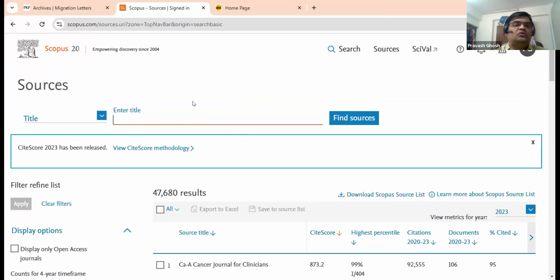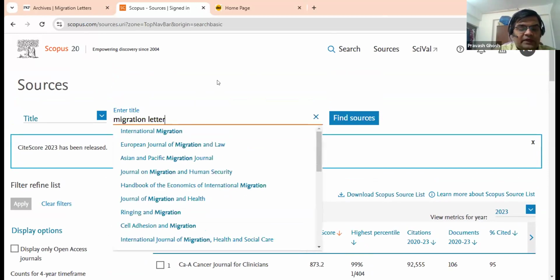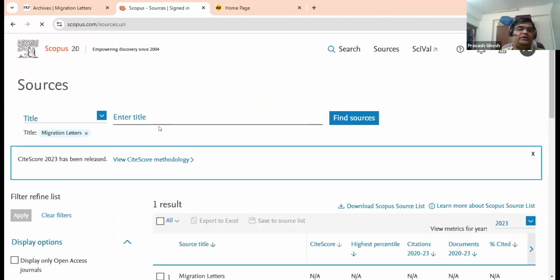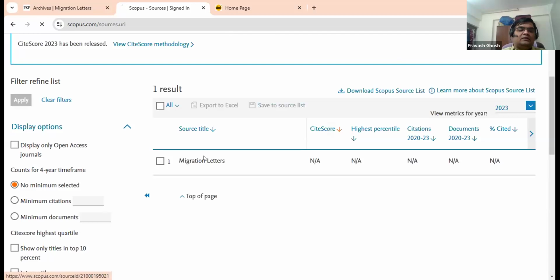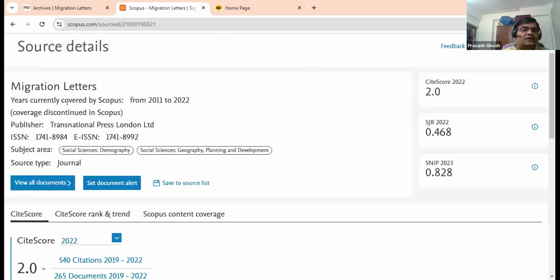Just hold for not even a minute, 1 second. Now let us go to the actual Scopus website. Migration letters आ गया. अभी तो Scopus हटा ही देगा इसको. हटा दिया है. I am showing you. Now see. Yes, now NA हो गया. Have you seen NA? See here. Years currently covered by Scopus from 11 to 2022. 22 के बाद जो भी publish किया गया.